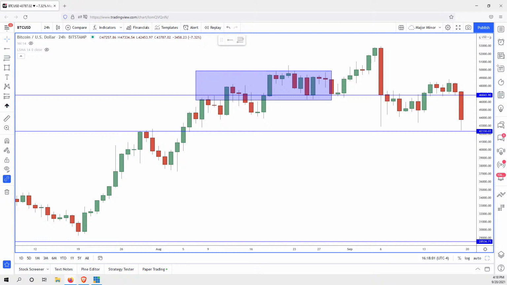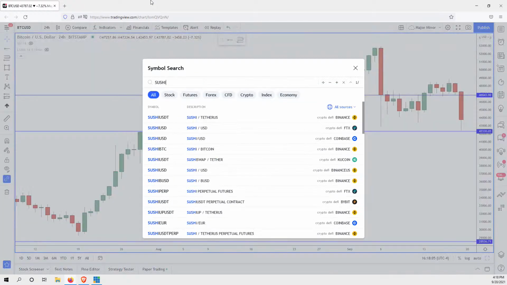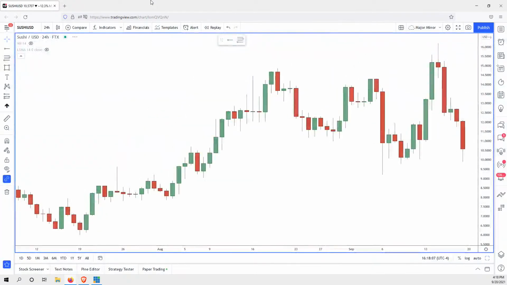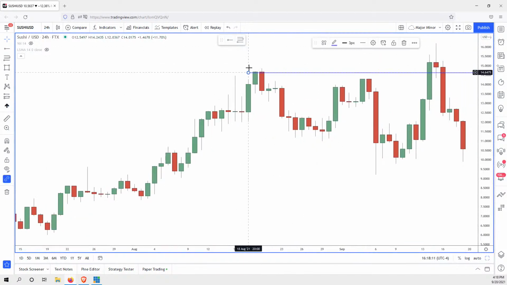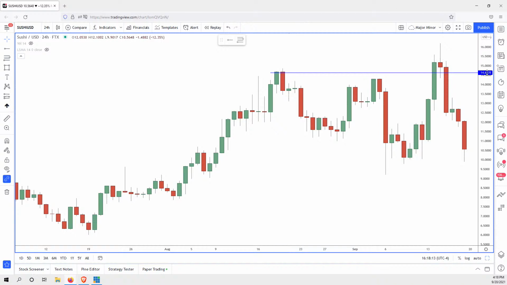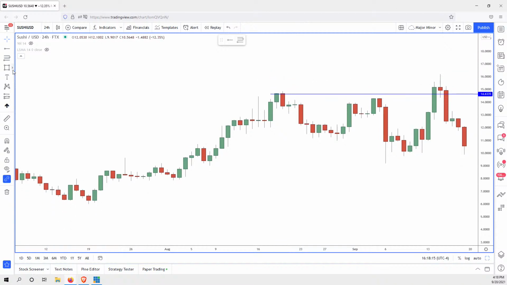Sushi USD. Man, they got a coin for everything, huh? Sushi USD. Let's take a look. All right, so this kind of reminds me of, what was that other one that was breaking out? DOT was breaking out, right? So this is what I mean about breakouts, why I don't buy breakouts, right? And people know that. I say that all the time.